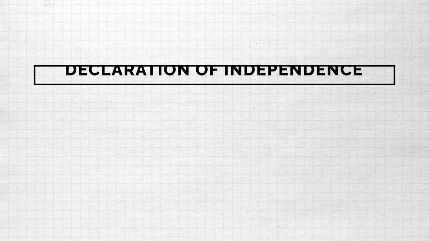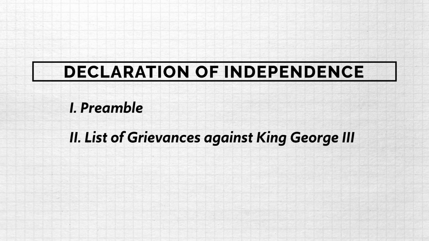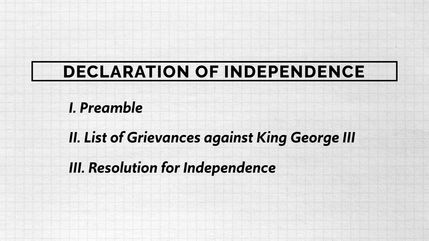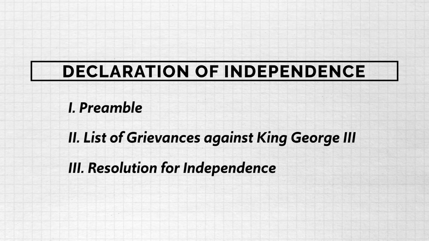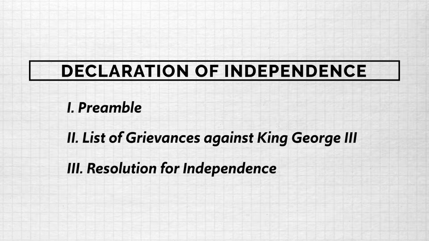Okay, the Declaration of Independence basically has three sections: a preamble, a list of grievances against King George III, and a resolution for independence. And we'll focus mainly on the preamble because what's emphasized in this course is the influence of Enlightenment ideals on the writing of this document, and the preamble is positively bursting with the thinkies of the Enlightenment. And in case you don't know, it was Thomas Jefferson who wrote it.